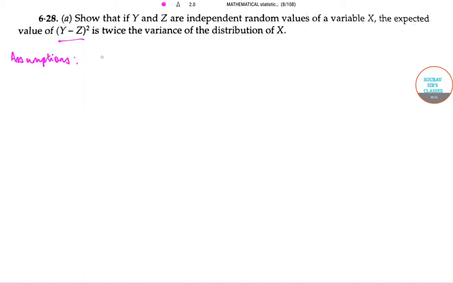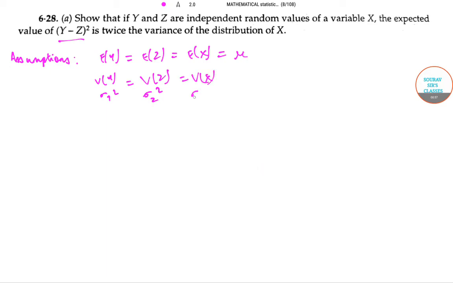Let us assume that expectation of y is equal to expectation of z is equal to expectation of x is equal to mu, and variance of y, that is sigma y squared, is equal to variance of z, that is sigma z squared, is equal to variance of x, that is sigma x squared.